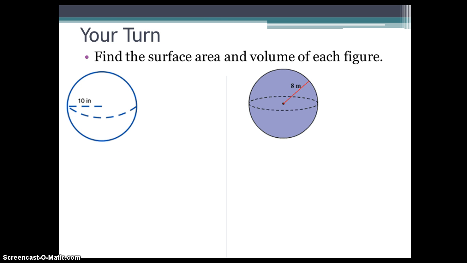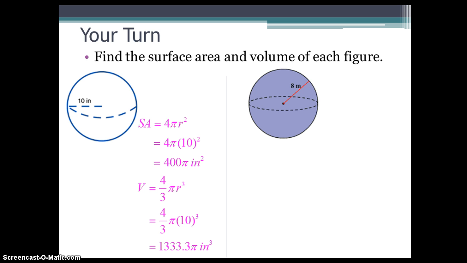Alright, now that we've talked about that, your turn to find the surface area and volume of each of these figures. Alright, for the first one, our surface area is going to be 400 pi square inches, and our volume is 1,333.3 pi inches cubed. Check my math, make sure you understand where I got each of these. In the second example, our surface area is 256 pi meters squared, and our volume is 682.7 pi meters cubed. Again, check your math, compare it to mine.